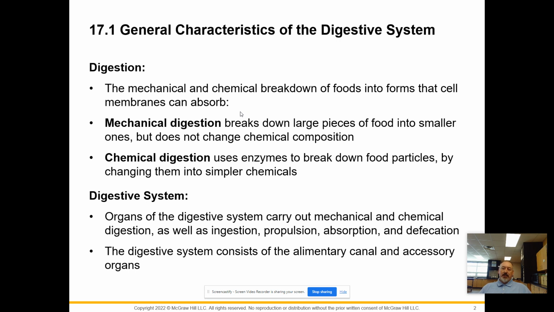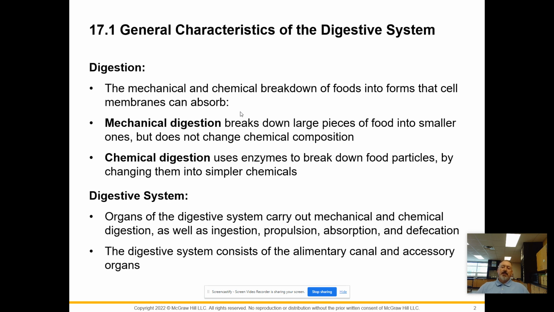Mechanical digestion is literally grinding the food together that we start with our teeth. There are other processes that are also going to be massaging the chemicals into the food by the contractions of our stomach and other things like that. Chemical digestion is going to utilize different enzymes to break down many of the different kinds of macromolecules within our system. The organs of the digestive system are going to require mechanical and chemical digestion, ingestion, propulsion, absorption, and defecation.